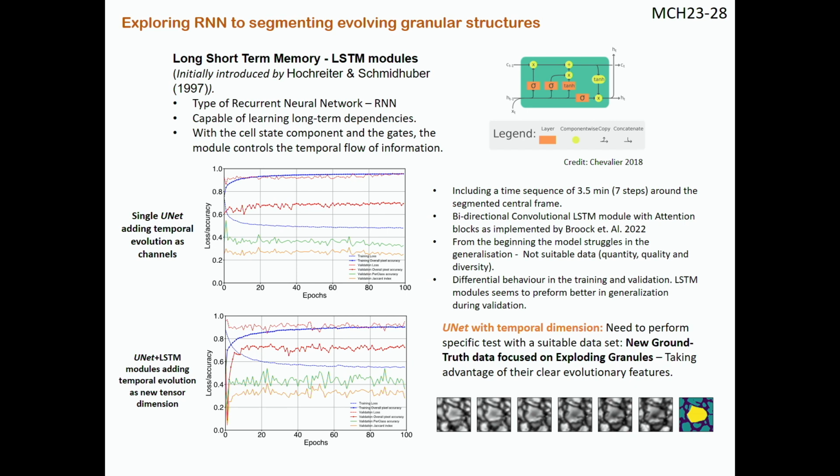You notice that the training procedure behaves quite well, but when you go to the validation procedure, it gets really not-so-good values compared with the single snapshot results. We have a hint that this is differential behavior in the training. Initially I just used the single U-Net, including the temporal evolution in the channels, passing directly through the channels. But if you include the LSTM there, you are going to have differences in the training procedure.